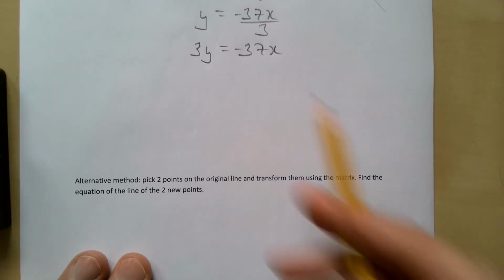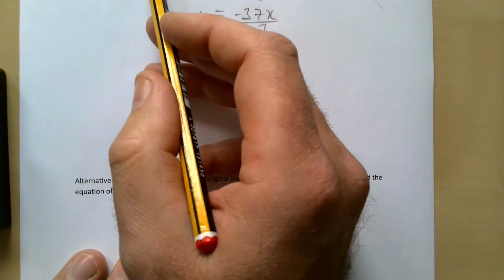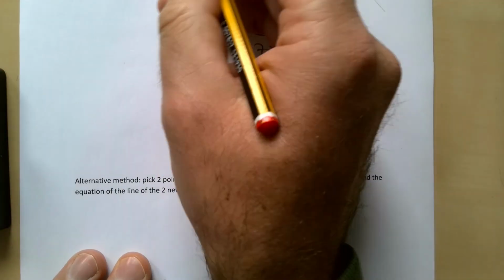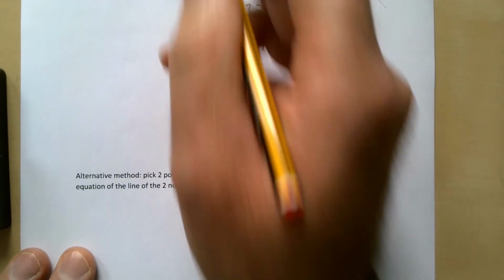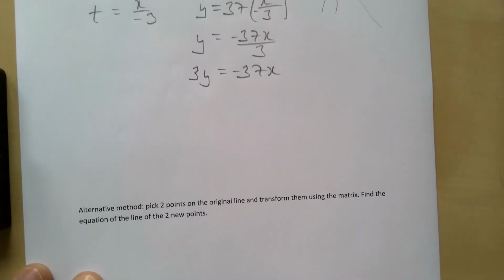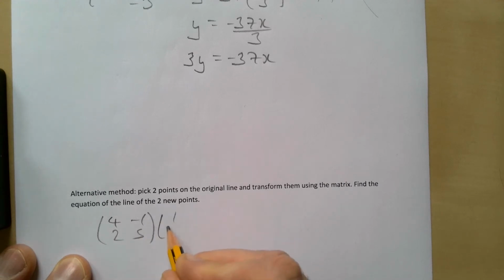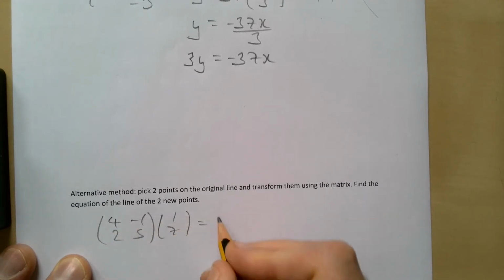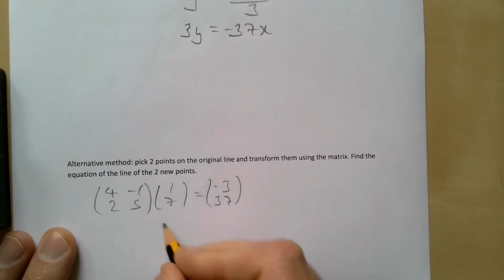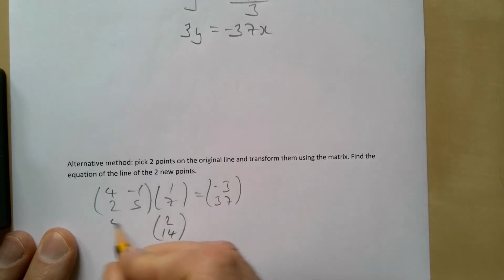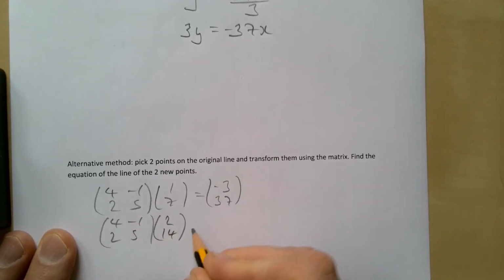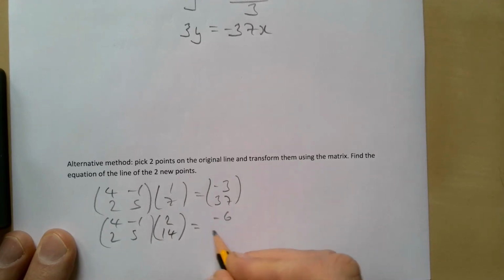And that's cool. You have another method of doing it if you want, which makes a lot more sense, I would think, but it's to pick two random points that we know lie on this line. So what points do we know lie on the line y equals 7x? So pick 2 points in the original line. (4, -1; 2, 5) was our matrix. I know the point (1, 7) lies on the line. As we send that through, we get (-3, 37). I also know that the point (2, 14) lies on the line. Through (4, -1; 2, 5), and that gives me (-6, 74).